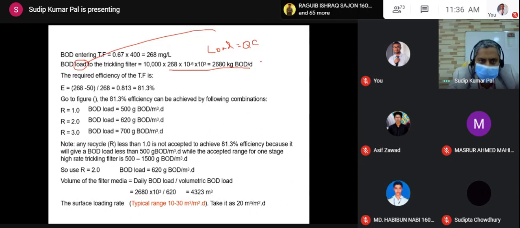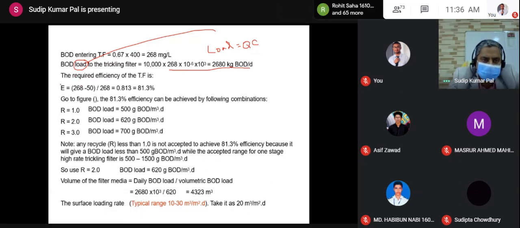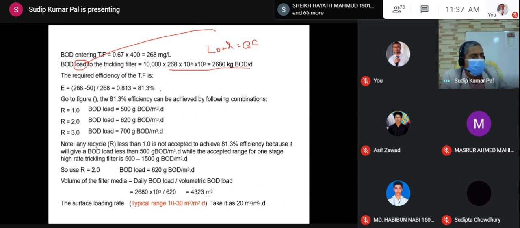Okay, then you have to calculate the single stage efficiency E1. So what is the equation of E1? As you can see, 268 is coming, 50 is our effluent target, divided by 268. This means 81% or roughly 82% is required. So this is our target efficiency. We want to design the trickling filter in a way that we get 82% removal efficiency to get our effluent concentration less than 50.